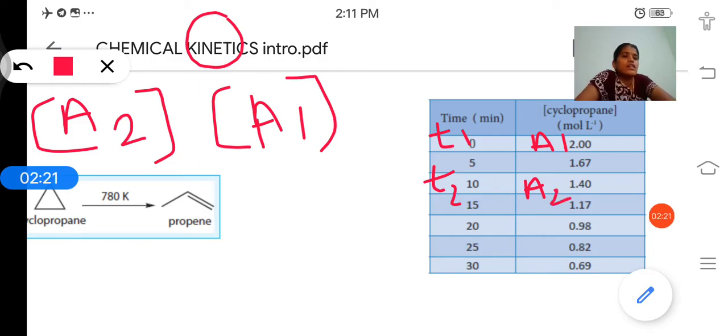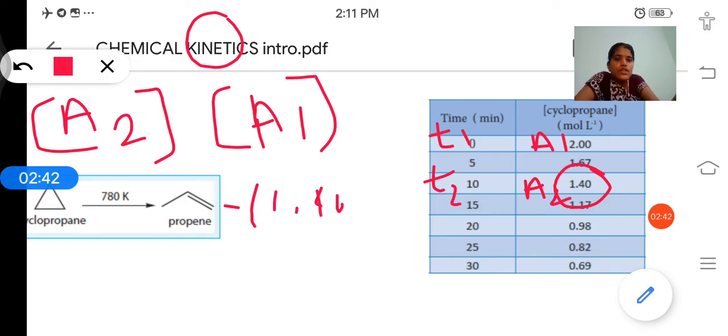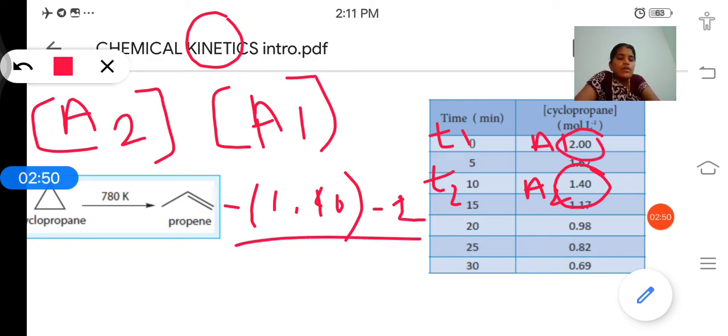What is that formula? The chemical kinetics formula: minus, concentration A2 minus concentration A1, divided by T2 minus T1. A2, what is the value? 1.40. So here, minus, 1.40 minus what is the A1 value? 2, divided by what is the T2 value? 10, minus what is the T1 value? 0. So here minus into minus is plus.